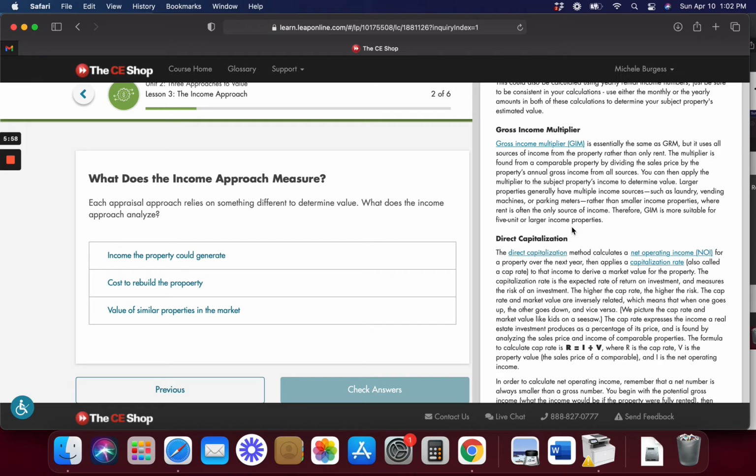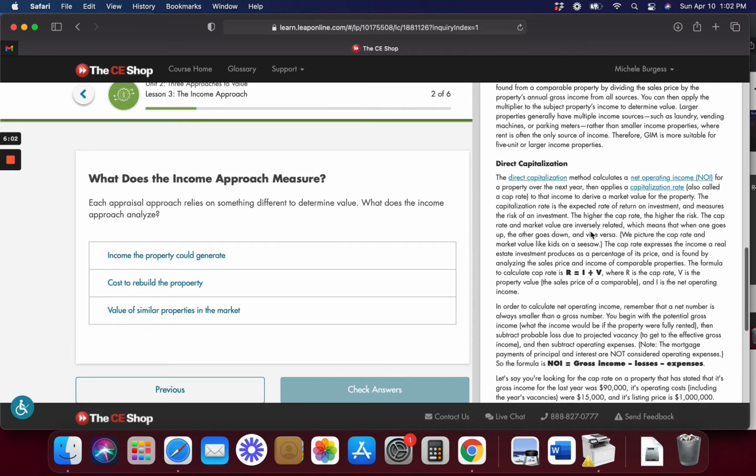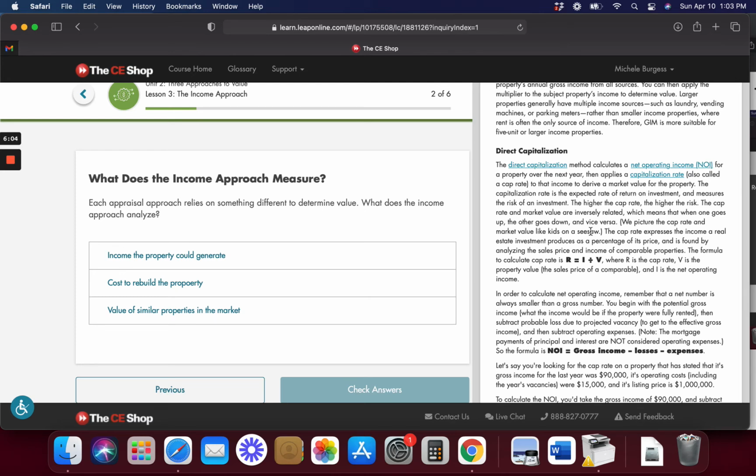All right, you have a direct capitalization that calculates a net operating income. You're not going to get a lot of these kinds of questions from an investor because most investors are going to be able to figure it out on their own, or they're going to have somebody that's going to help them go through this and figure out if it's a good investment. You as a real estate salesperson are not going to have to sit and do this for them.